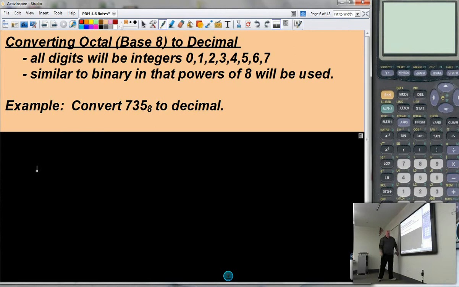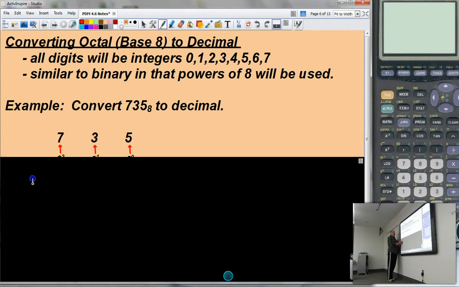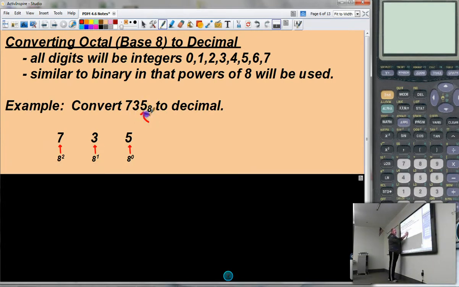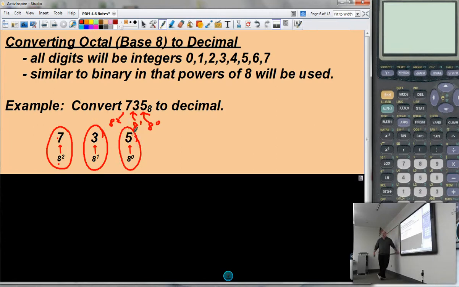So, if I have 735 base 8, and I wish to convert to decimal, the first thing I will do is identify this last digit represents 8 to the 0. The second digit out is 8 to the first, and the third digit is 8 to the second. Here I have 7 times 8 to the second, 3 times 8 to the first, and 5 times 8 to the 0. Now again, this is exactly what you do in a decimal system. The only difference is the furthest to the right is 10 to the 0, then 10 to the 1, 10 to the 2, 10 to the 3. So in a base 8 system, we're using powers of 8.